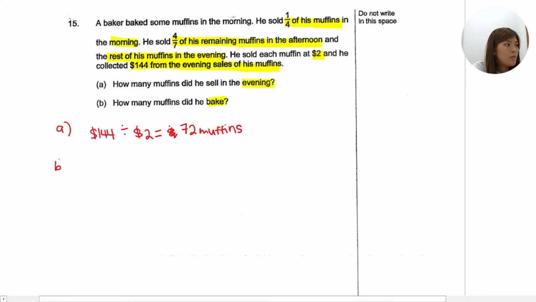Okay, then for part B, so he sold 4/7 of his remaining muffins in the afternoon and the rest of his muffins in the evening. So in the evening, you take 7/7 minus 4/7, 3/7. This is the remaining that he sold in the evening.